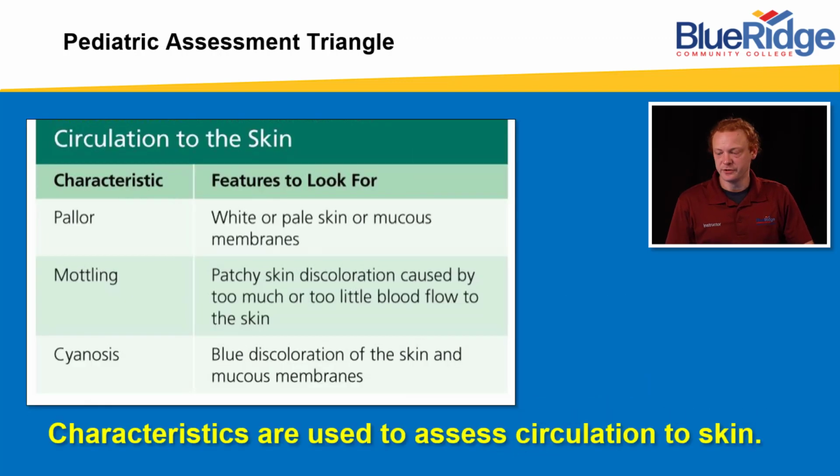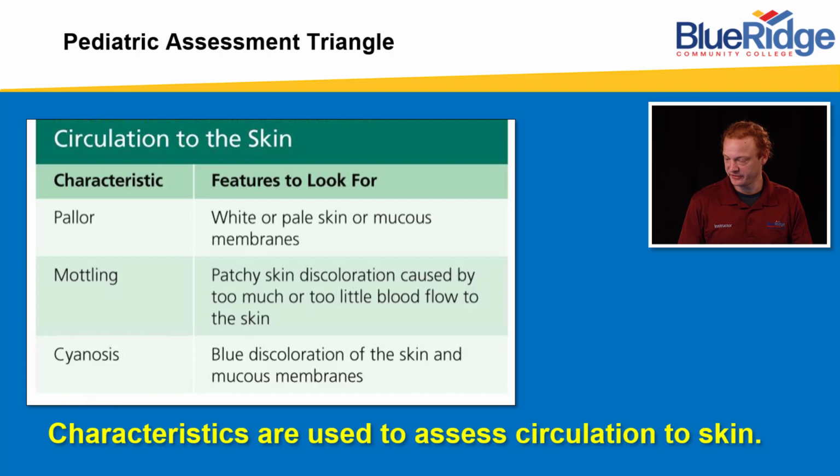And then circulation to the patient's skin. Paleness, white or pale skin, indicates inadequate blood flow to the skin. Mottling is patchy skin discoloration. This is caused by too much or too little circulation to the skin. And then cyanosis, which is a bluish discoloration. It is caused by low levels of oxygen in the blood.